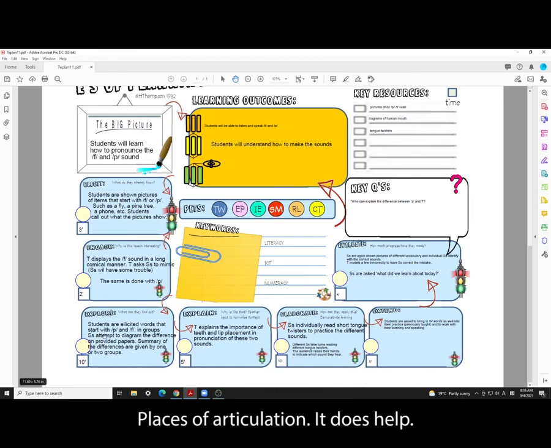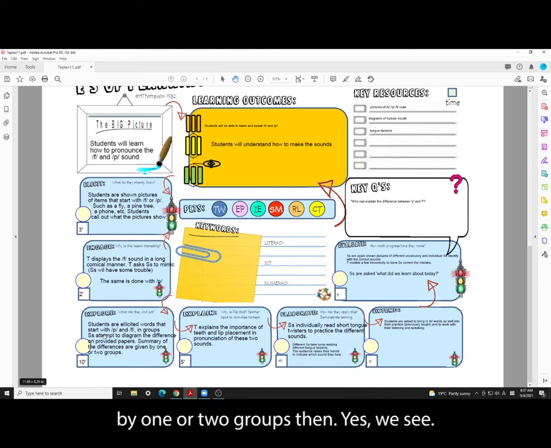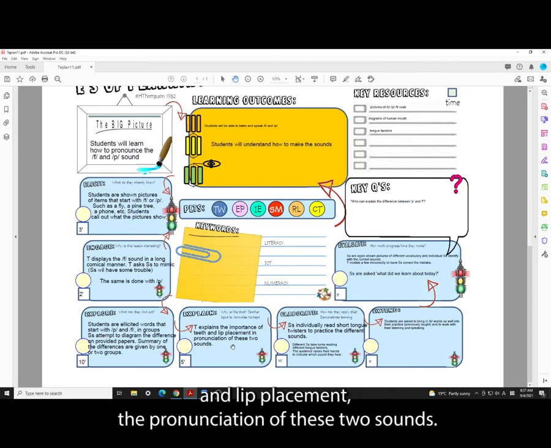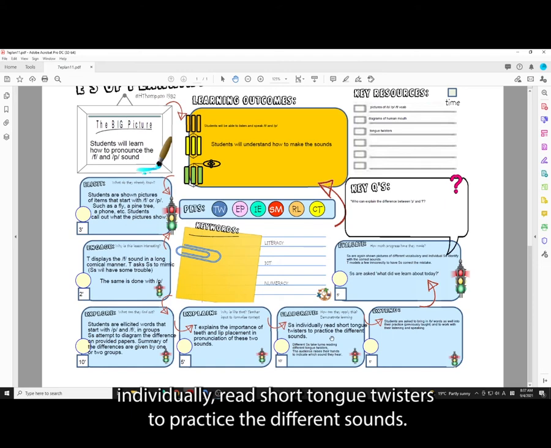Place of articulation, it does help. And so we'll talk about this. Students try to figure it out by themselves. And then summary of the differences are given by 1 or 2 groups. Then teacher explains the importance of teeth and lip placement in the pronunciation of these 2 sounds. Just explaining how important it is: if our top teeth don't actually touch our bottom lip, we cannot make the F sound.